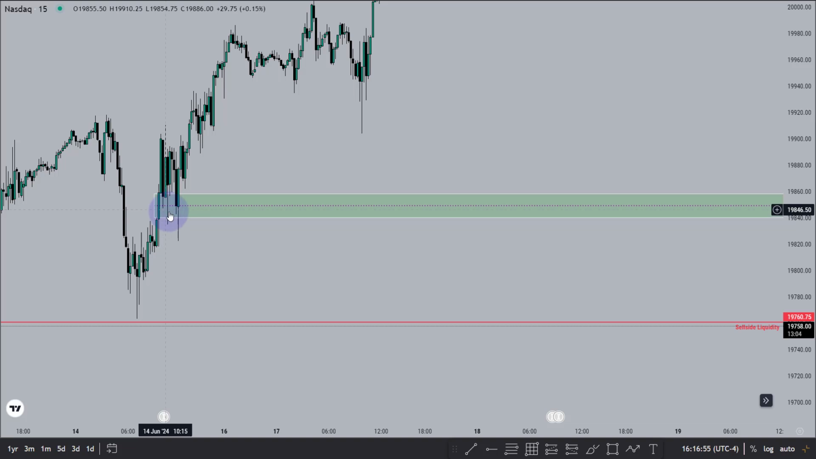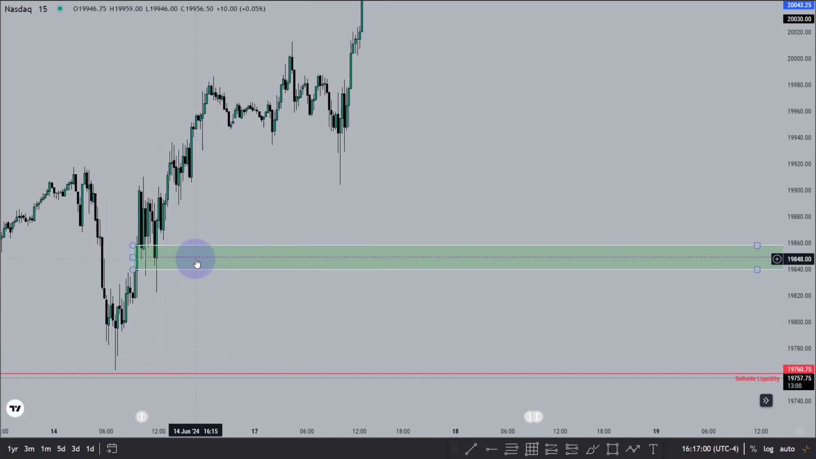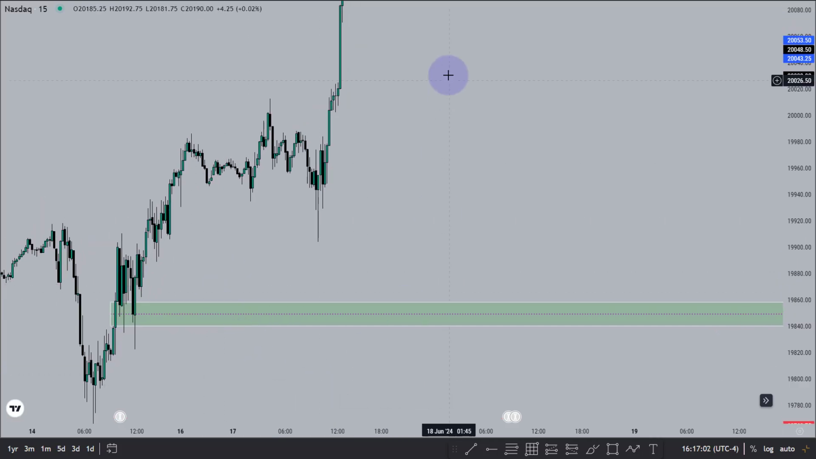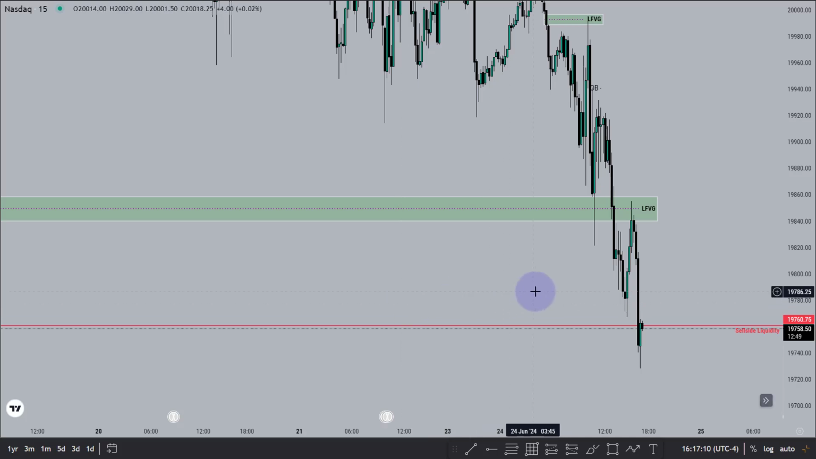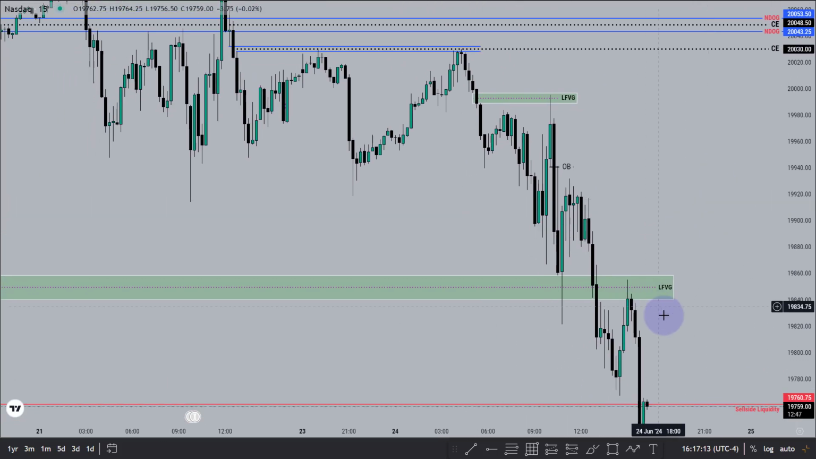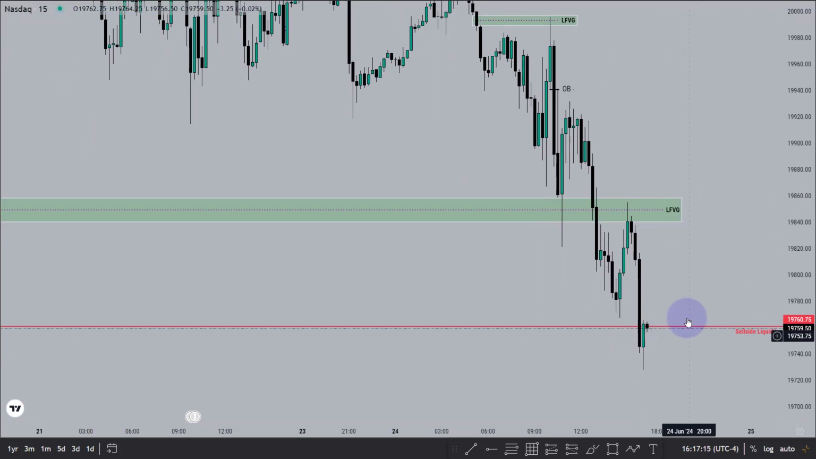So just keep that in your mind. This is the last fair value gap just above this sell side liquidity. That means this fair value gap can hold the price and send it back to the high one more time, or maybe a lot of times, until it is perfectly closed by body. Now over here, this is that last fair value gap. This is the sell side liquidity.